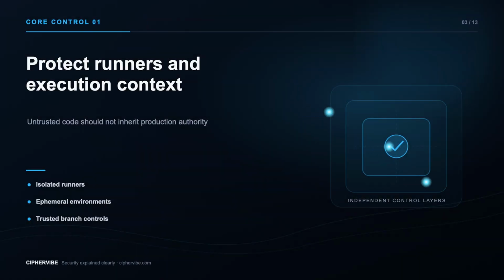The first building block is protect runners and execution context. Use isolated, ephemeral runners for builds and deployments, separate untrusted pull request execution from trusted release workflows, and restrict which branches, tags, and approvals can reach sensitive credentials. Treat runner images, caches, plugins, and network access as supply chain assets.